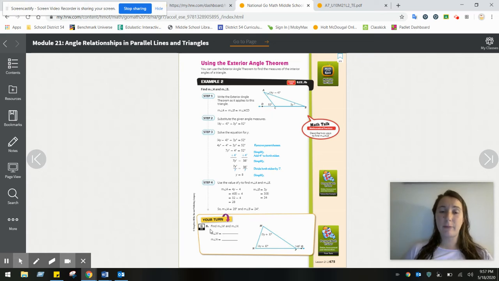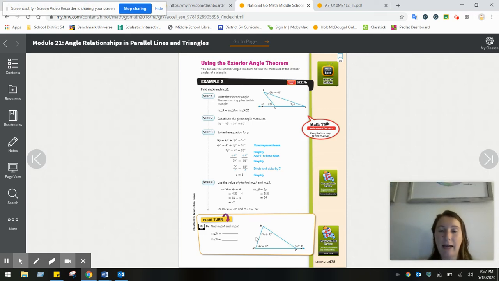Let's try to find that for number 8. Let's use the exterior angle theorem to figure out what the missing angles are. So right now it gives me algebraically angles N and angles M. Angle M is 5y plus 3, and angle N is 4y plus 8.